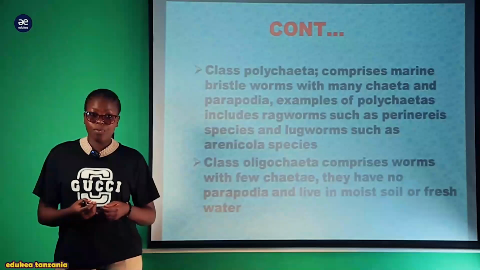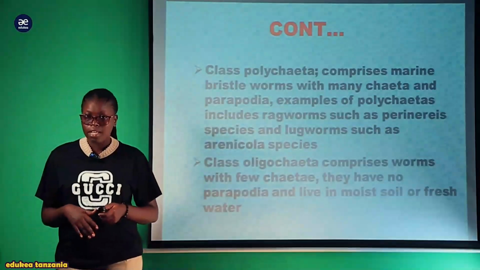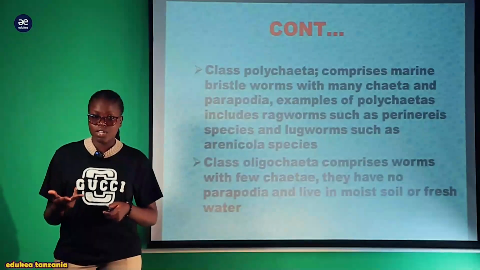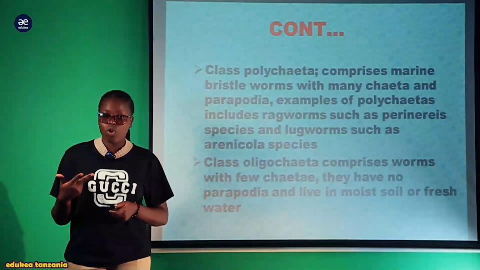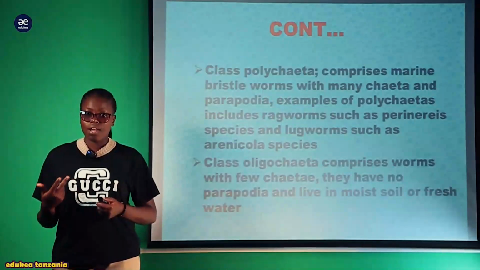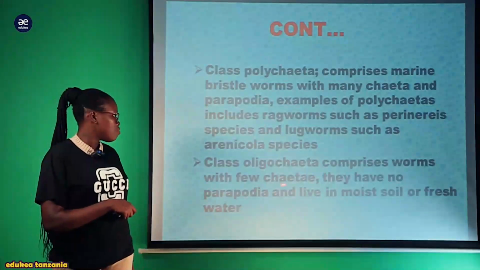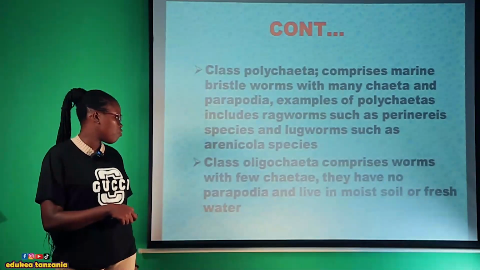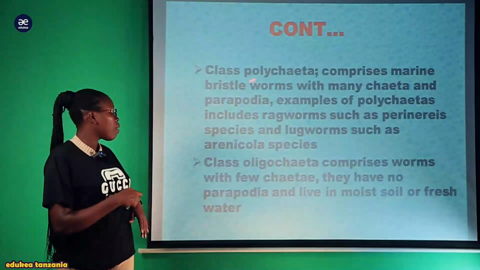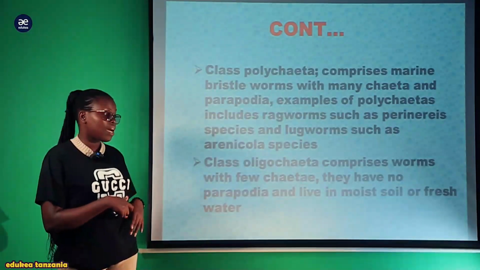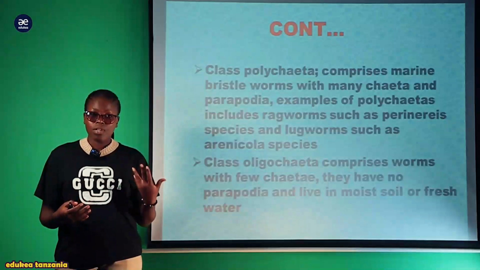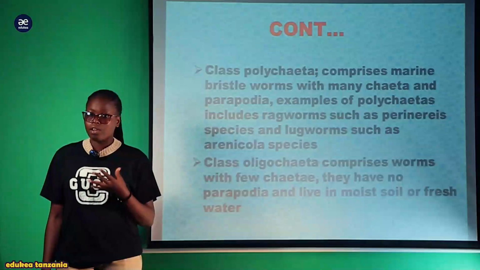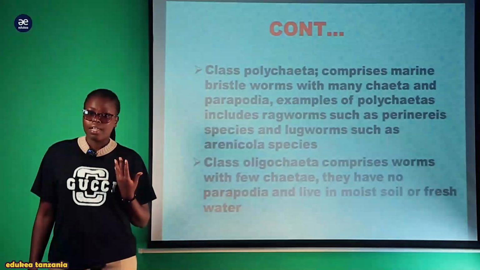Ni tofauti na Polychaeta kama tulivyoona. Katika Oligochaeta wenyewe wanakuwa na chaeta, lakini chaeta zao, hairy structure like projection for locomotion, are few in number na wanakuwa hawana parapodia. Vile vile wanaishi katika moist soil or fresh water. Lakini Polychaeta yenyewe most of them napatikana katika marine environment. So Polychaeta anakuwa na many chaeta pamoja na parapodia, Oligochaeta anakuwa na only few chaeta na hana parapodia.